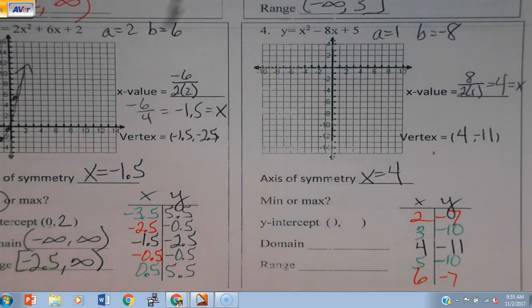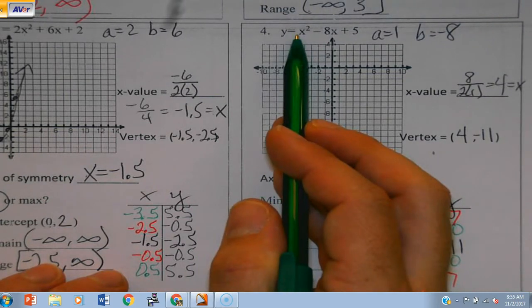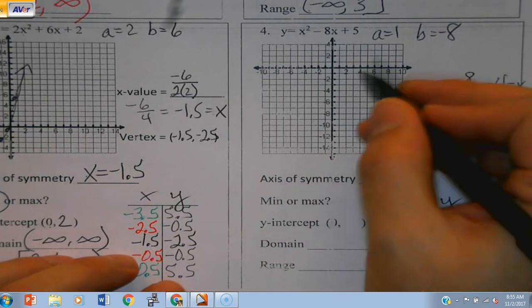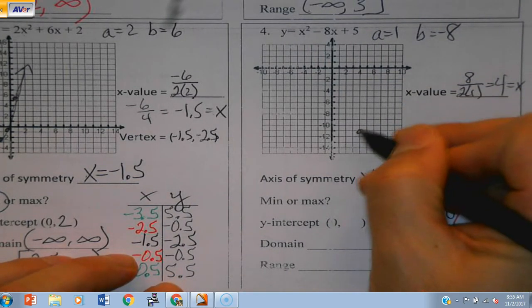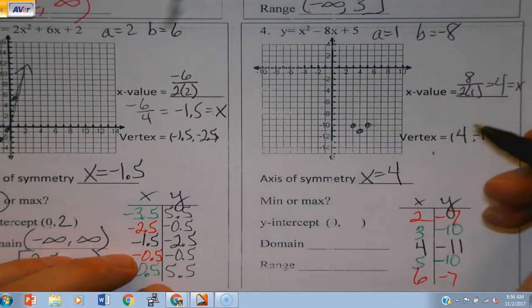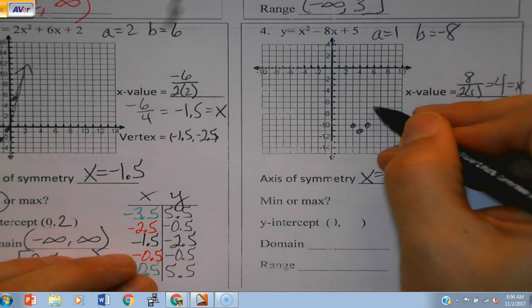But again, I want to notice little things. Like here, my A value is 1, which means it's going to open up. If I start getting numbers and it opens down, I plugged in something wrong. But those are the types of things, again, for those of you that are putting in the time, you're going to notice those things because you've gotten the practice.